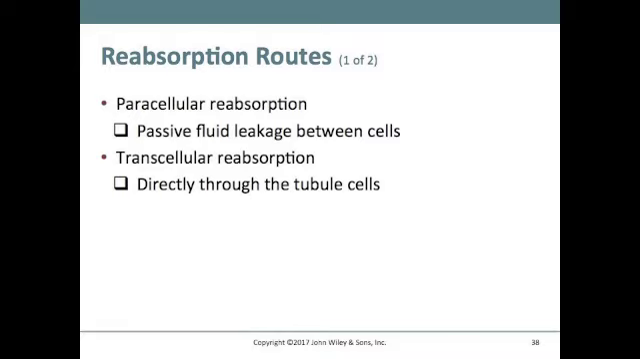And then we have transcellular reabsorption, and this is where a substance passes from the fluid in the tubular lumen through the apical membrane of a tubule cell, across the cytosol, and out into the interstitial fluid through the basolateral membrane.